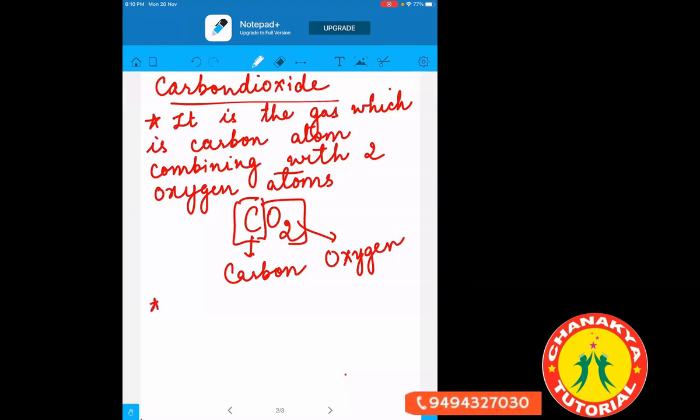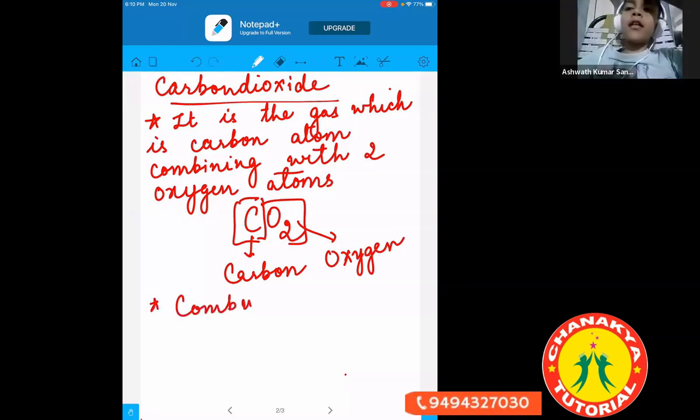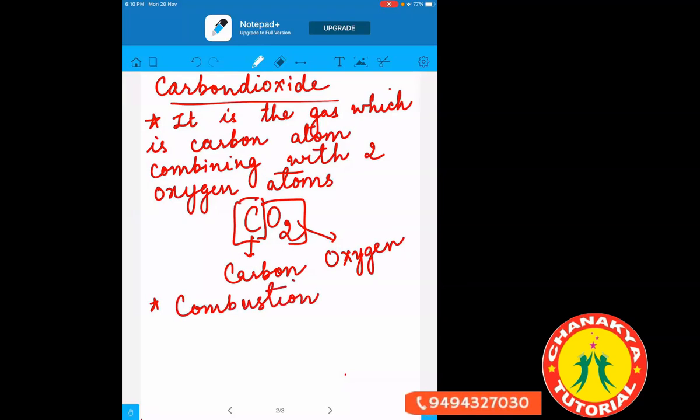Is there a CO3? CO3 is there, but that is carbonate. That is different. It is not related to carbon dioxide.